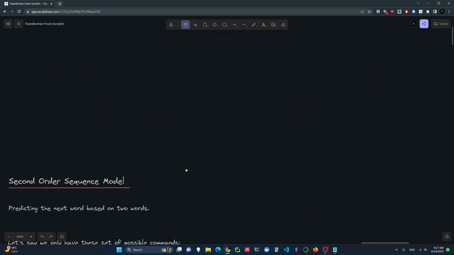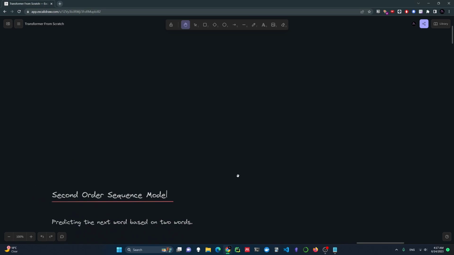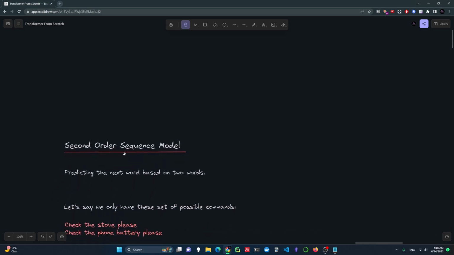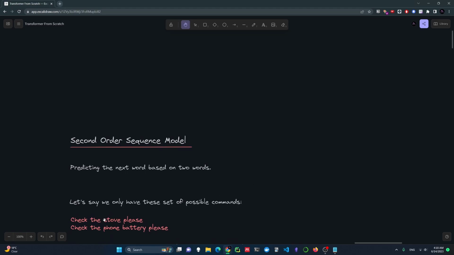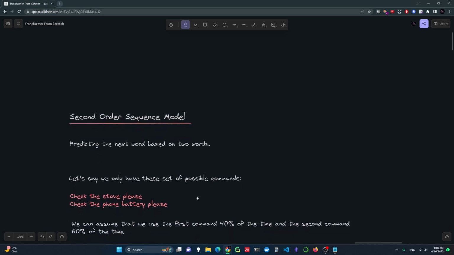So let's start off by talking about second order sequence models. It's simply predicting the next word based on two words instead of one word, like we talked about in the previous video, which was first order sequence models. So let's say we have these set of possible commands. Check the stove, please. Check the phone battery, please, right? We have these two commands. And let's assume that we use the first command 40% of the time and the second command 60% of the time.